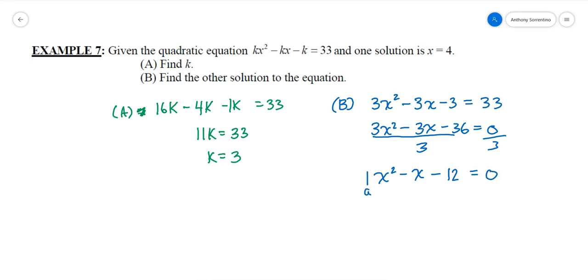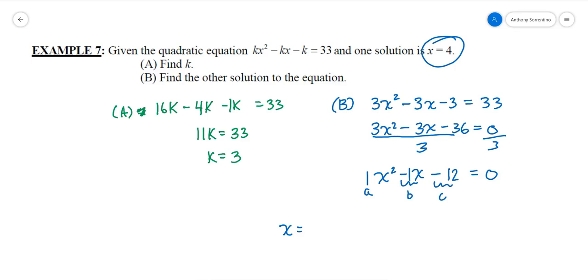So my a value is 1, my b value is negative 1, my c value is negative 12, as I go through this process. Now, I should still expect to see x equals 4 come out as an answer when I do this.